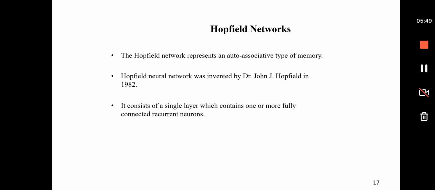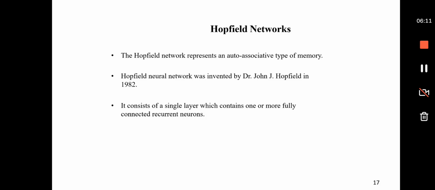Let's move to the Hopfield network. Hopfield networks are auto-associative networks. They store patterns and recall them even with noise or partial input. They use energy minimization to reach a stable memory state. For example, recognizing a friend in a crowded room even if partially hidden.